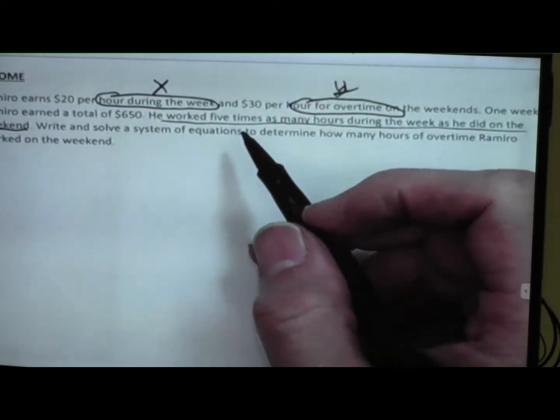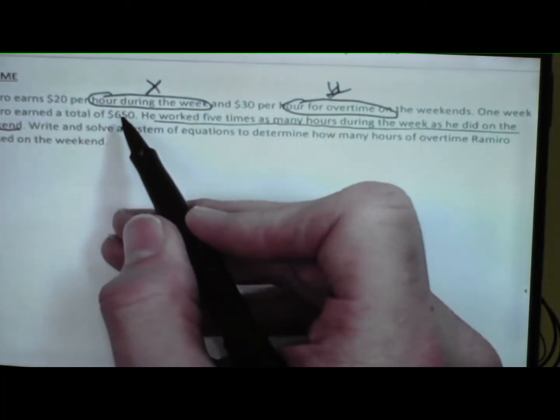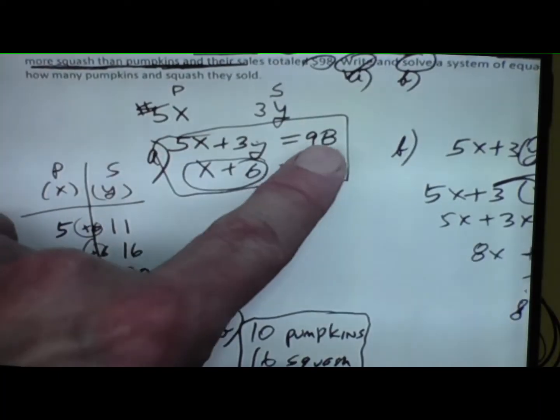So now, unfortunately, this doesn't tell us the total number of hours. If it said something like he worked 70 hours, which is way too much anyway, x plus y equals 70 would be a really easy equation. Instead, it tells us how much per hour, and the total amount. So that is very similar to the one we did here. There was the amount per pumpkin, the amount per squash, and the total amount of money.